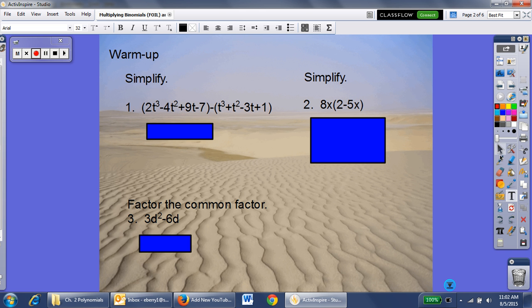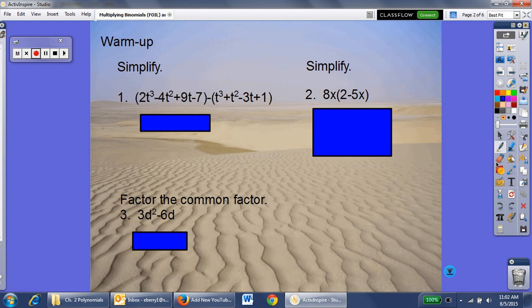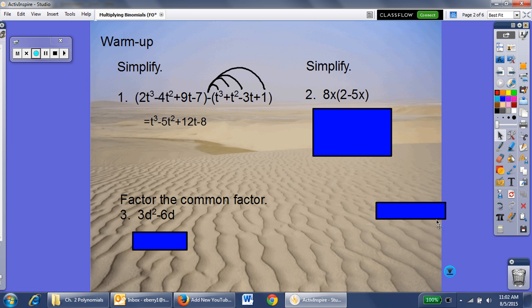Okay, looking at number 1, your first step should be to distribute the negative sign to everything next to it, and then combine like terms. When you do this, your final answer should be t to the third minus 5t squared plus 12t minus 8.